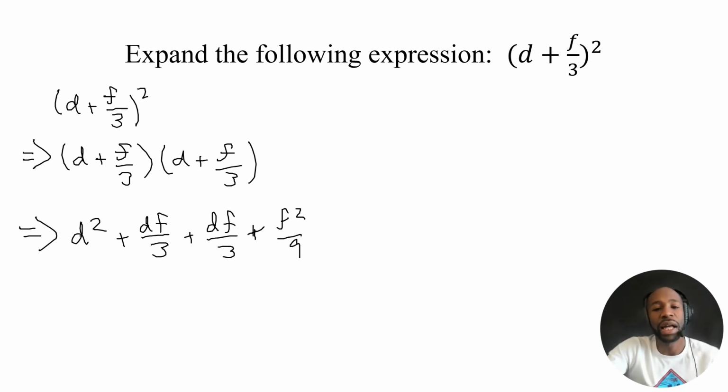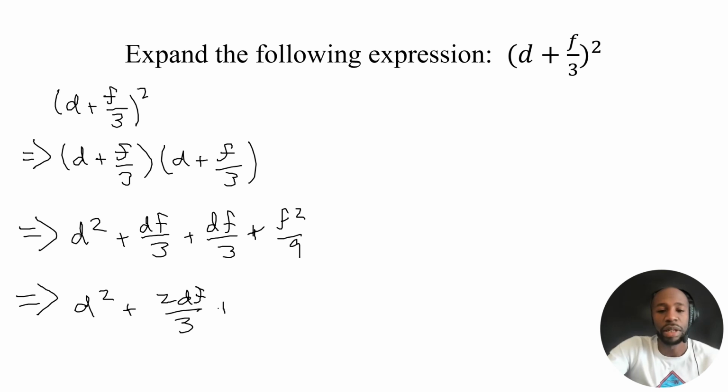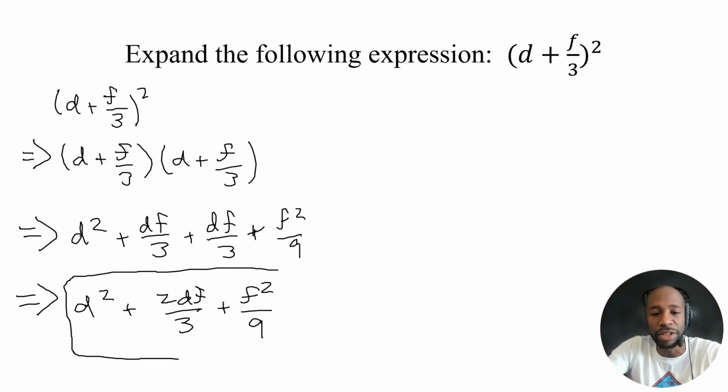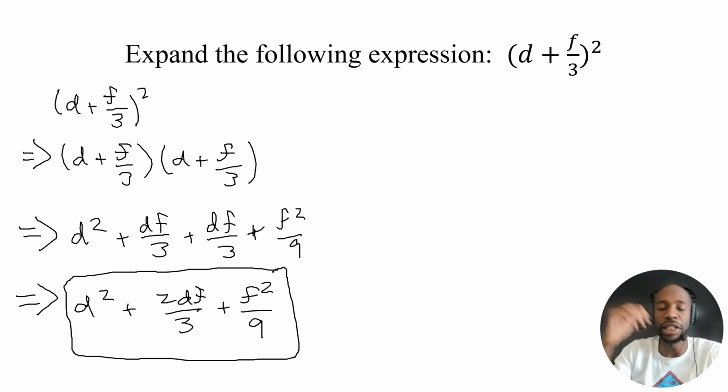Now we can combine like terms here. So that becomes d squared plus 2df over 3 plus f squared over 9. And this will be our final answer. You would typically look and see if this matches any of the answer choices they gave us, and hopefully it does. And then you select that answer choice.